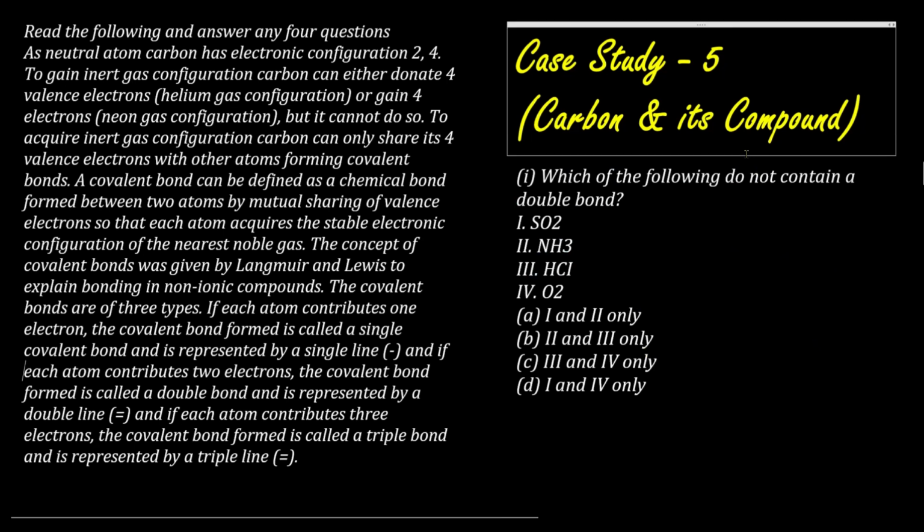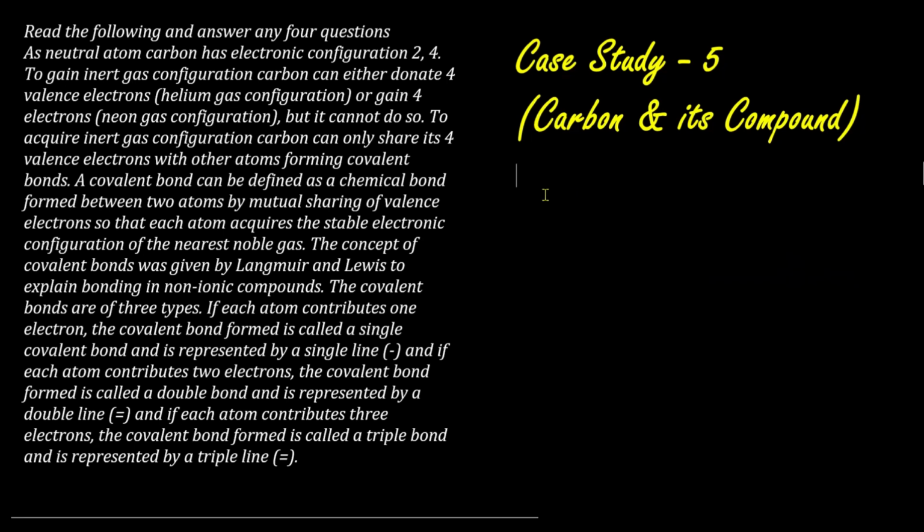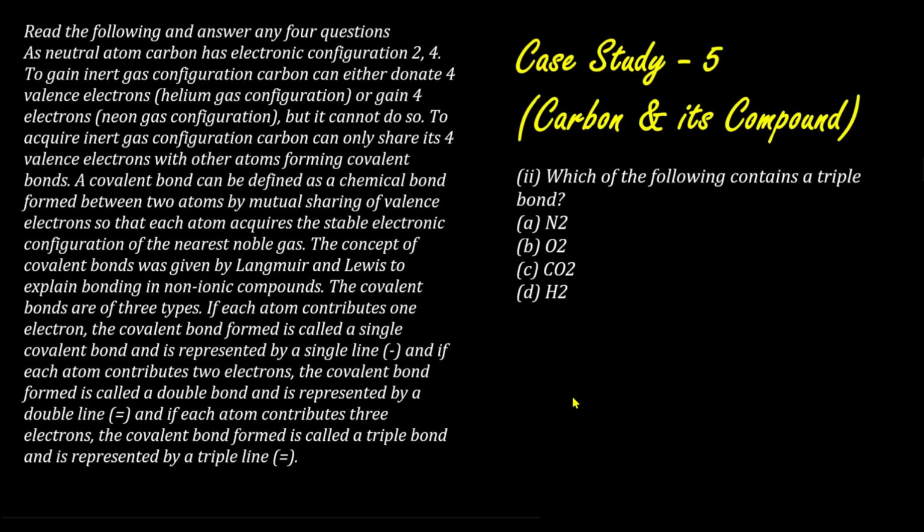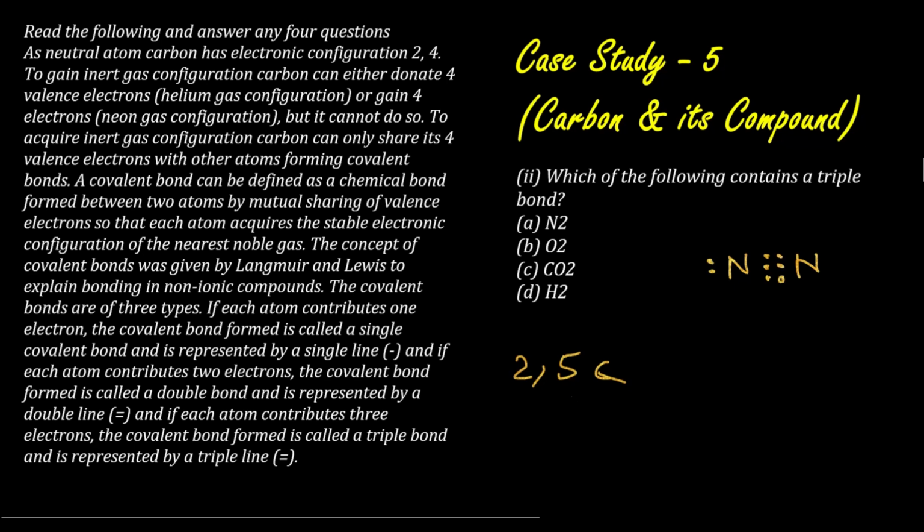If I remove this and come up with the next question, that is the second part over here. We have to identify the one having a triple bond. It is nitrogen, but let's understand why. This is N2. Nitrogen has atomic number 7, so the configuration is 2, 5. It has 5 electrons in the outermost shell and needs 3. So one atom of nitrogen will put forward 3 electrons to be shared, and the rest 2 stay behind. Similarly, the other nitrogen atom will do the same.